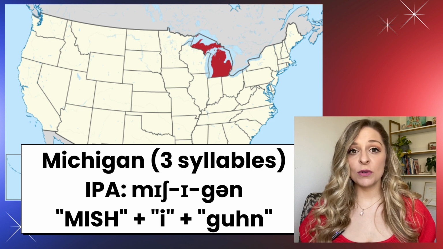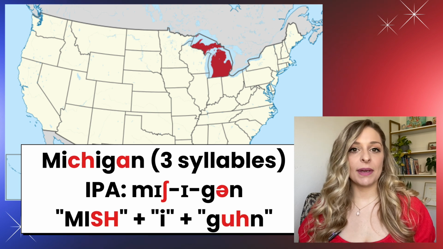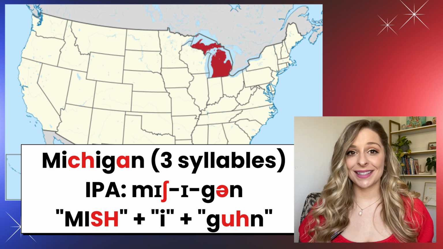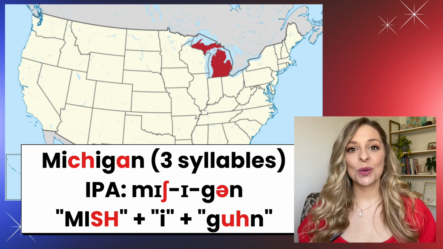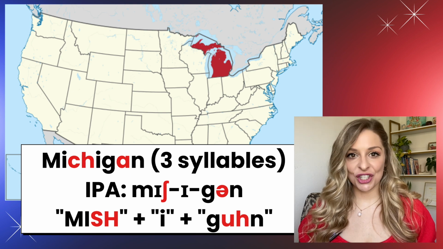It is three syllables and we stress the first syllable. The CH actually makes an SH sound. And the A reduces to a schwa. So we don't say Michigan with a ch, we say Michigan.